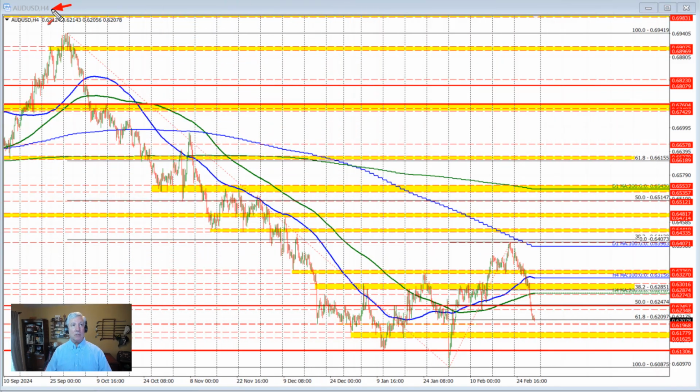I want to start by taking a look at the 4-hour chart. If you take a look at this move to the downside from the September high to the early February low, the retracement level came up toward the 38.2% retracement of that move, also near the 100-day moving average. That's the blue line in this chart.